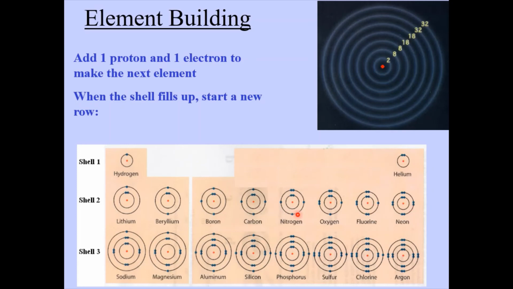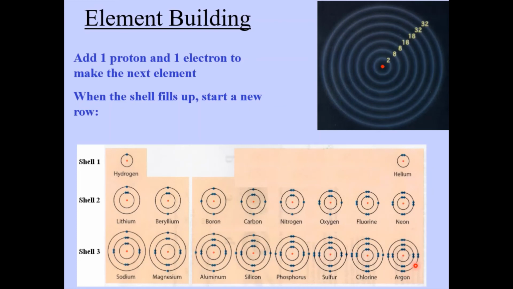The next element, which is sodium, we have to add 1 more electron. And where does it go? Well, it can't fit in the second shell because it's already full. So we start filling up the third shell now, which also holds 8. So that is sodium, magnesium, aluminum, silicon, phosphorus, sulfur, chlorine. And when we get to argon, we have filled up the third shell.